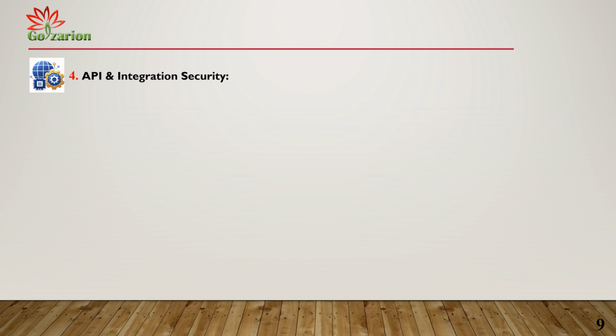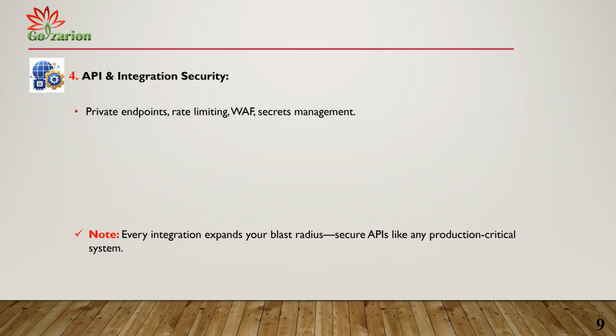Fourth, API and integration security. Most AI solutions are API centric. So we need private endpoints where possible, rate limiting, WAF protections, and a strong secret management. In our example, the bot calls multiple APIs: Microsoft Graph, SharePoint Search, ServiceNow, and the LLM endpoint. That means we must secure the pipes. And the key reminder: every integration expands your blast radius. Secure APIs like any production critical systems.